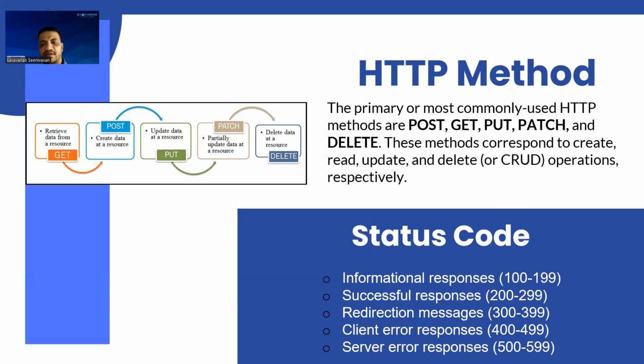Anything in the 500 series is server side. If the server went for maintenance, restarted, shut down, or had an internal server error, those things come under the 500 series. So these are the five series you have to remember: 100 is informational, 200 is success, 300 is redirection, 400 is client error, and 500 is server error.